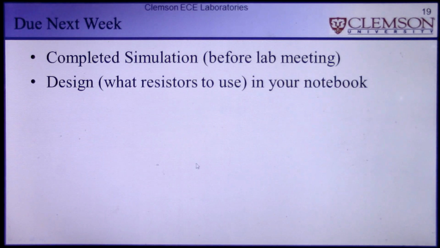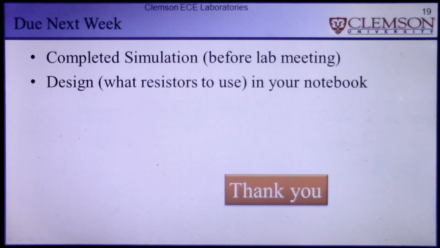Now these are the things that are due next week. You should complete the simulation before the lab meeting, design what resistors you are using, and write those down in your notebook, and then we should be good to go.